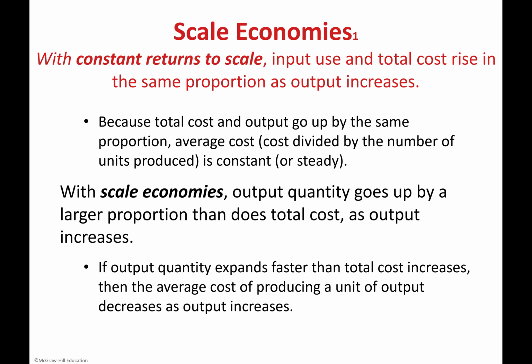Average cost there should be constant because, of course, the total cost divided by the number of units produced doesn't vary. It stays constant. Now, with increasing returns to scale, or what he calls scale economies, output quantity goes up by a larger proportion than total cost does as output increases. So if output quantity expands faster than total cost increases, then the average cost of producing a unit of output decreases as output increases. Now, this is typically the case because we have usually two types of cost.